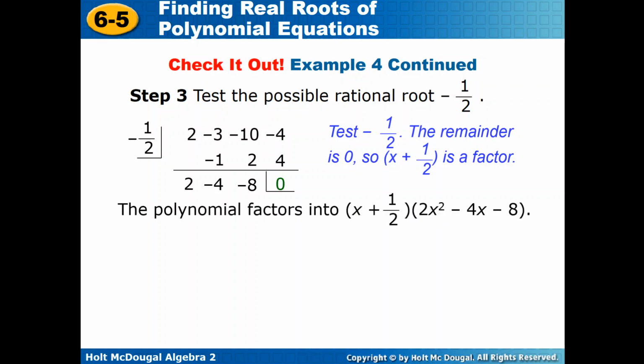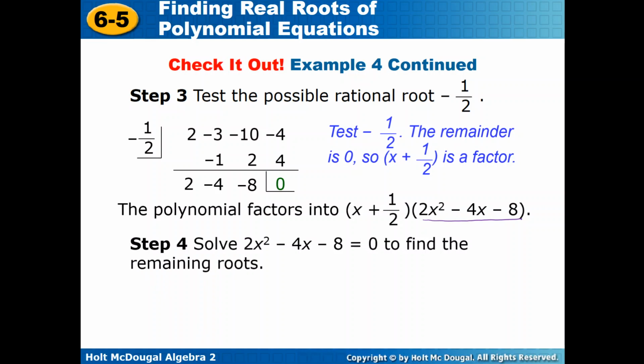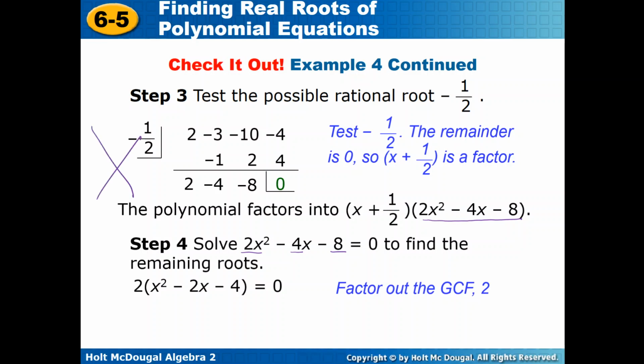All right. So the next thing we see so far then is our polynomial factors are going to be x plus 1/2 plus this entire rest of the equation. So the next thing we want to do is go ahead and solve this part of the equation to find the remaining roots. And I can see that there's a common 2 in everything. So I'm going to factor that out. It's the greatest common factor. And now, again, I'm going to look at this equation and see if I can factor that easily. Can I think of 2 numbers that multiply together to get -4 and add together to get -2?